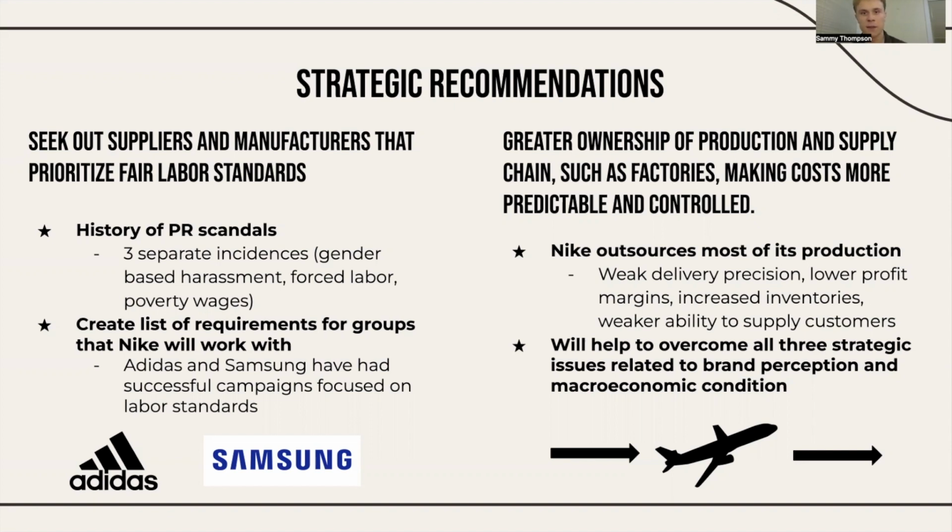So our second strategic recommendation is more focused on our strategic issues 1 and 3. And it is greater ownership of production and supply chain, such as factories, making costs more predictable and controlled. So one thing we noticed in our analysis of the company was that Nike outsources almost all of its production. And during the pandemic, particularly, we saw that they had weak delivery precision, lower profit margins, and they didn't have the ability to get the products that they needed to the consumers.